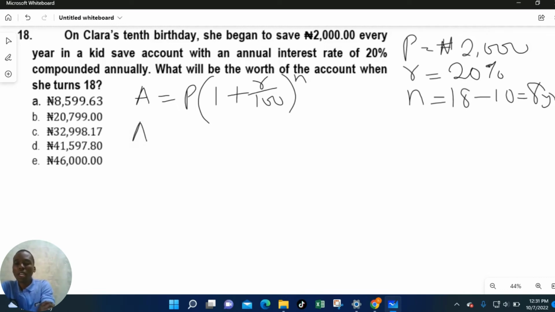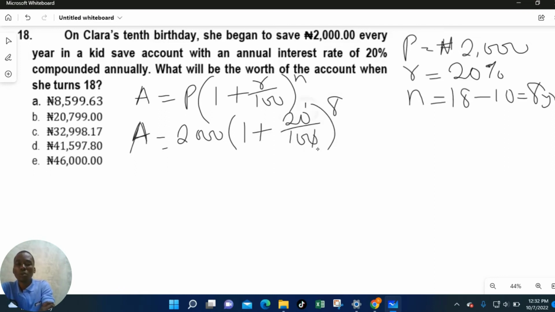We'll have A, the amount we are looking for, equal to the principal, which is 2,000, times 1 plus 20 over 100, all in brackets, raised to power 8. The 0 will cancel 0, so 2 divided by 10 is going to give us 2,000 multiplied by 1 plus 2 divided by 10.